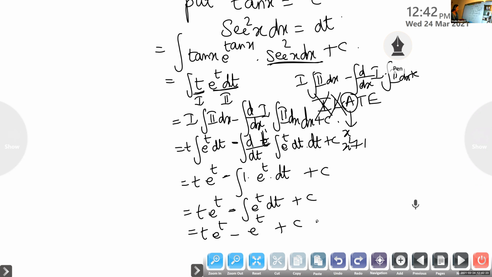Okay. Now, look at the question. In the question, we are given x, so we should replace it for t also. What is t? Which one are we substituting as t? Tan x only we are taking as t. So the final answer should be in terms of x. What is t? Tan x. So it is e raised to tan x minus e raised to tan x plus C is the solution.